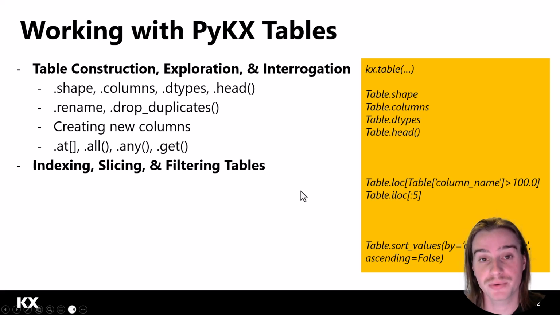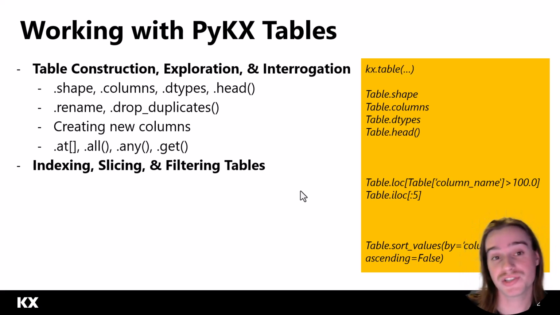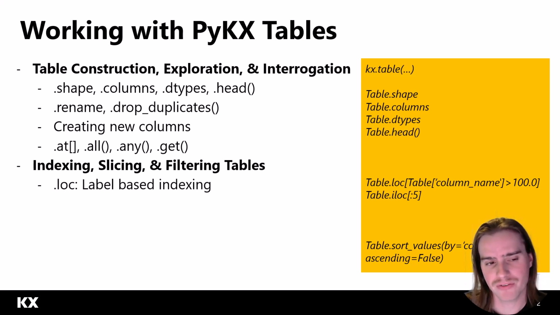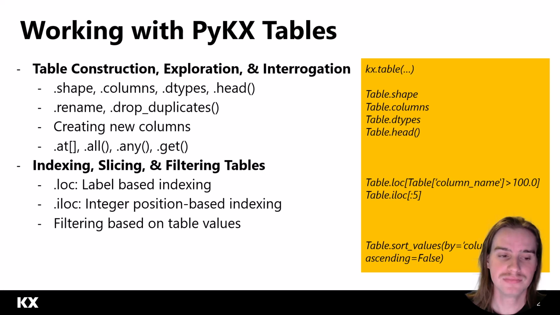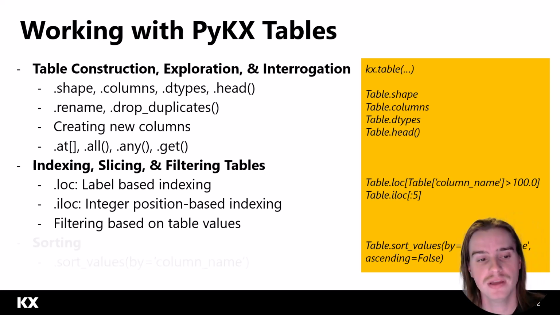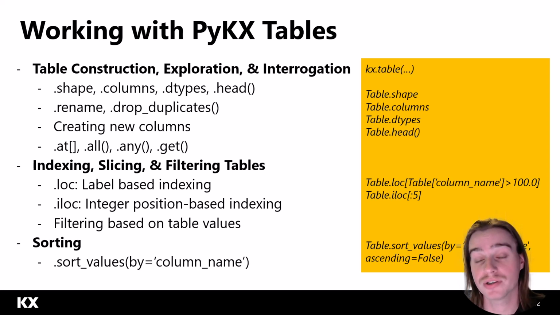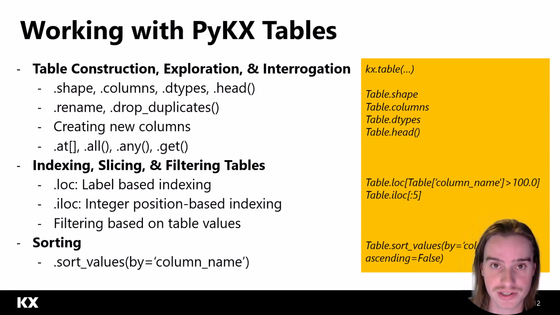So once we have our table created and we have a good understanding of what is within our table, we will then learn to do indexing, slicing, and filtering upon our PyKX tables. First, we'll start with learning how to use loc, which is label-based indexing, and then iloc, which is integer position-based indexing. And finally, we'll add some filtering onto these indexing operations. And next, we'll look at how to sort our tables, and we can sort them by column name and in a descending or ascending order.